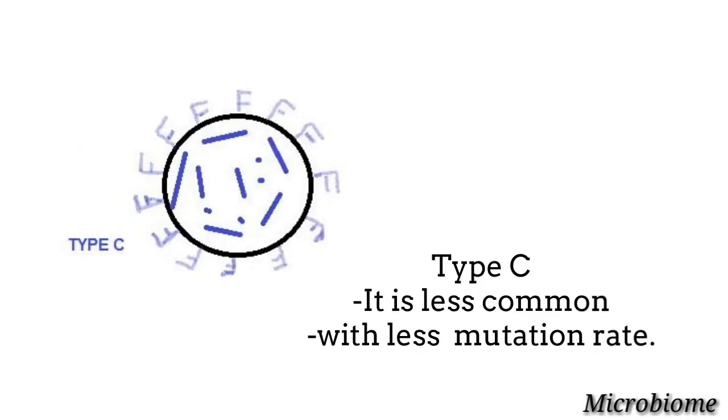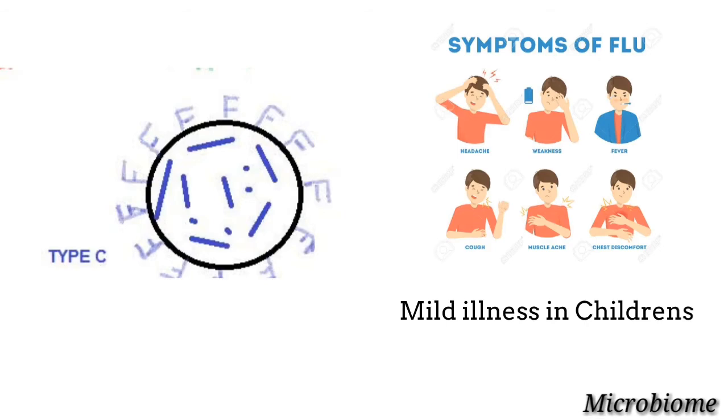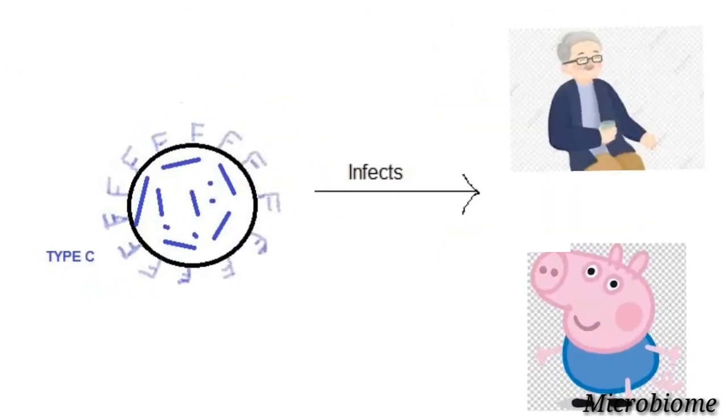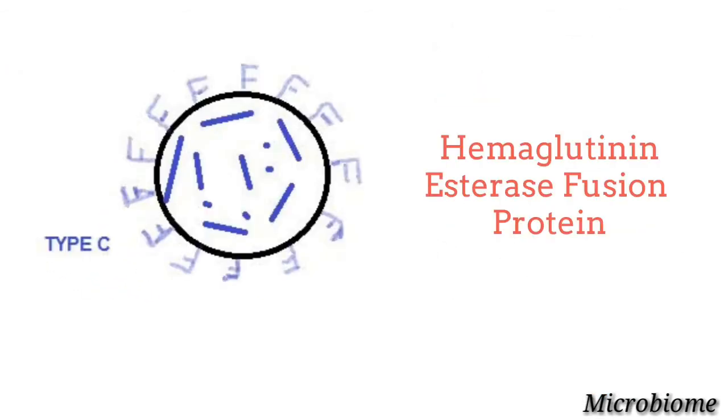Type C. It contains 7 copies of RNA, it is less common, as well as with the least mutation rate. It shows mild illness in children. It infects both humans and pigs. Type C on their envelope contains hemagglutinin esterase fusion protein instead of hemagglutinin, which allows entry and exit into the cell.